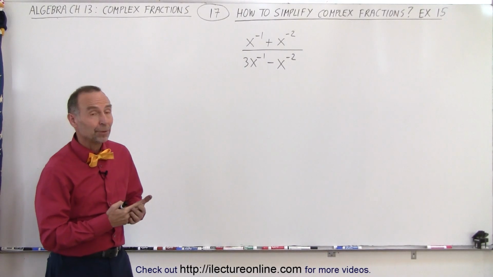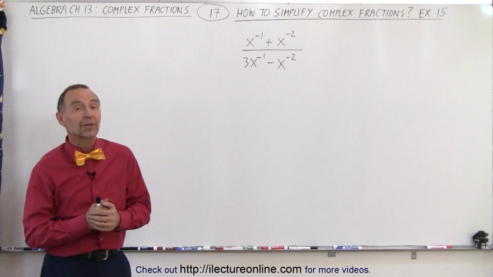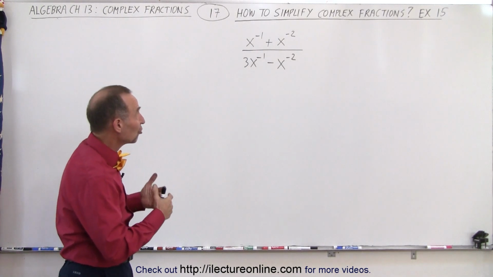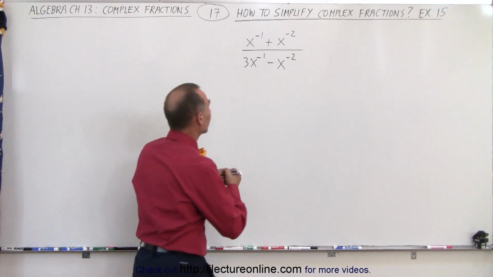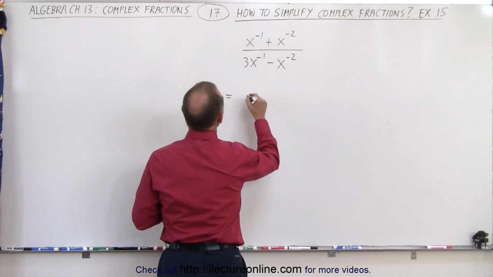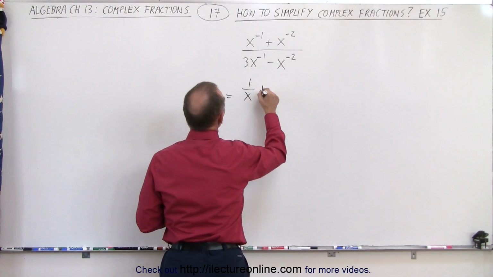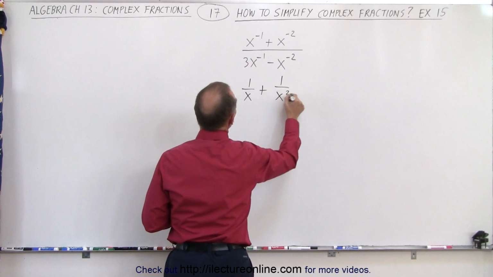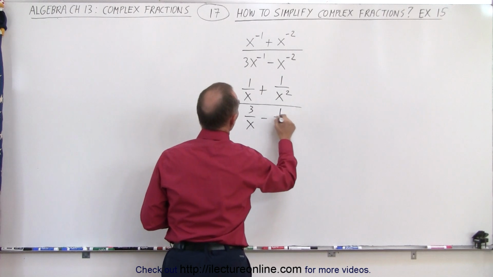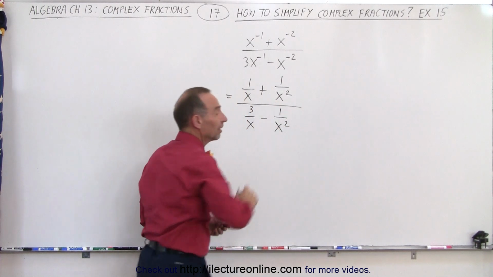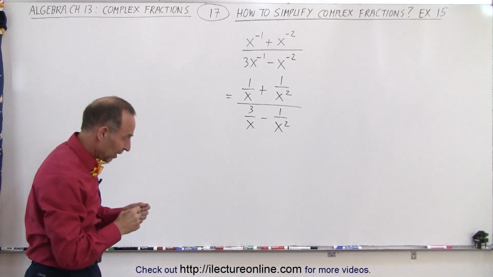Our next example, again, doesn't look like a complex fraction, but after we change the negative exponents to positive exponents, it will. So this is going to look as follows: equals 1 over x plus 1 over x squared, divided by 3 over x minus 1 over x squared. And all of a sudden, it does look like a complex fraction.